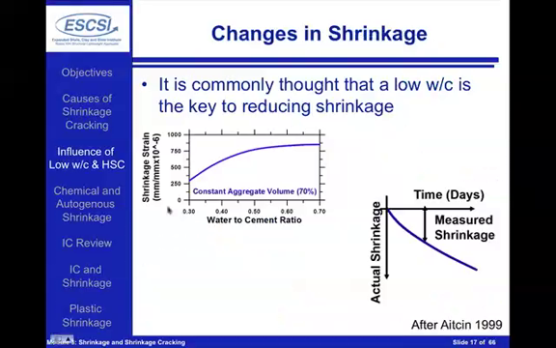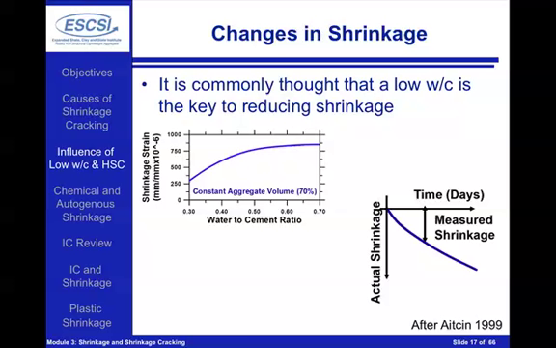Now, when we start to think about this, it's commonly thought by many people that having a lower water to cement ratio is the key to reducing shrinkage. And you'll see graphs that appear in the literature that look like this graph that we see in the upper left-hand side here, that is shrinkage versus the water to cement ratio.